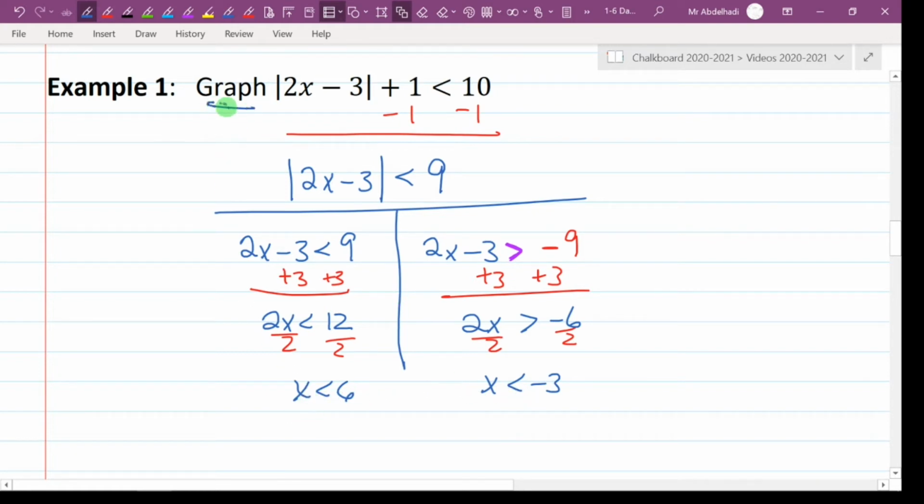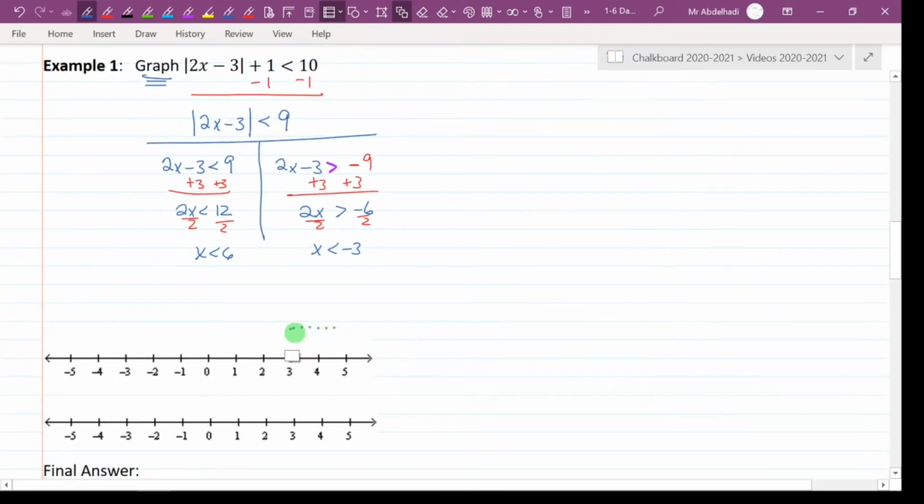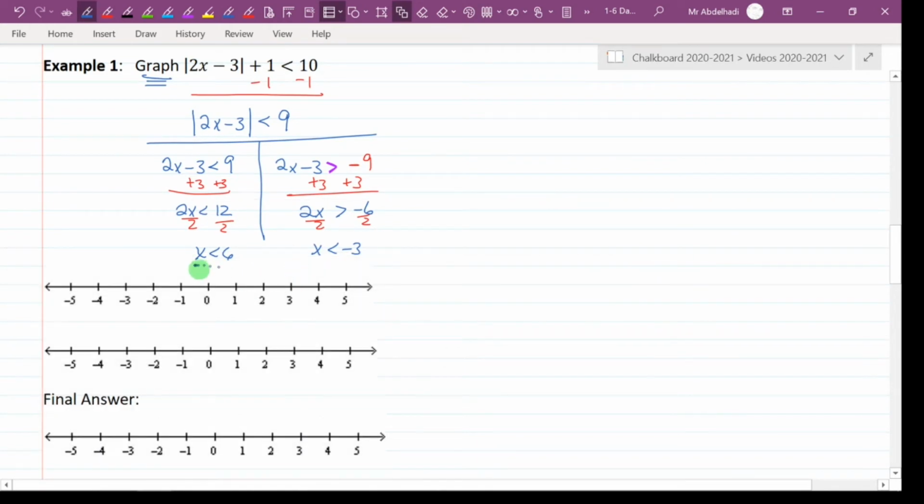This does say graph up here. Okay? So how do we do that? Well, we're going to take the two inequalities that we just found and put them on number lines. x is less than 6. Well, less than but not equal to, so that means we're going to have to use an open circle at 6. Open circle, okay, and shade to the left.